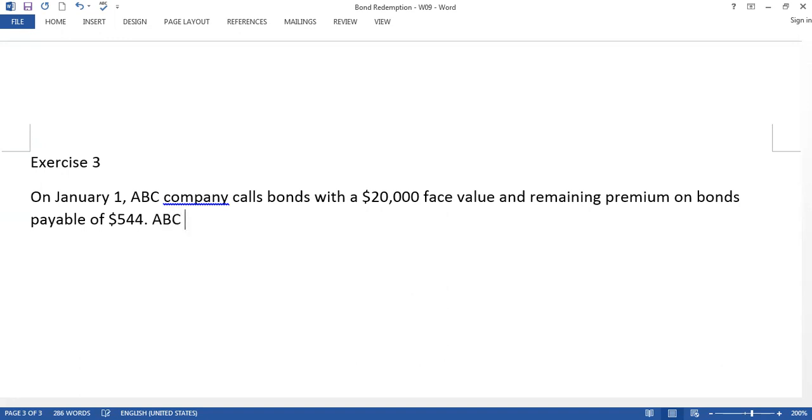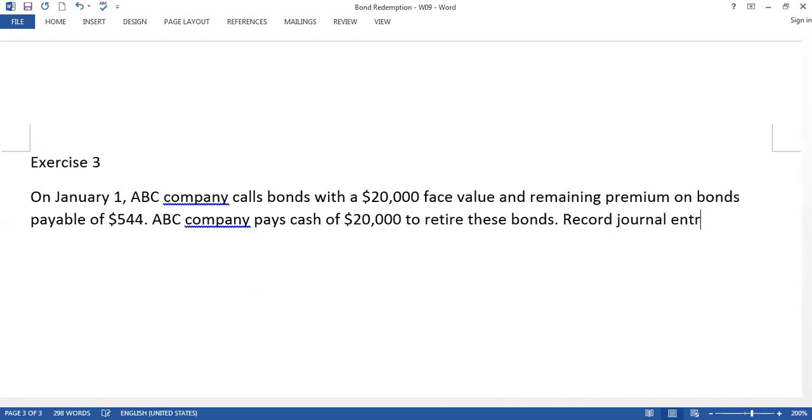Then ABC company pays cash of $20,000. Pays cash $20,000 to retire these bonds. Then record, now do it by yourself.